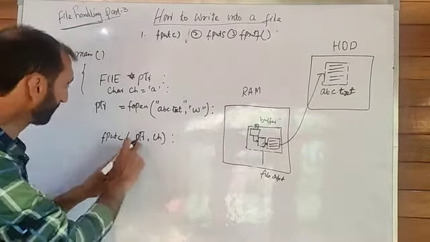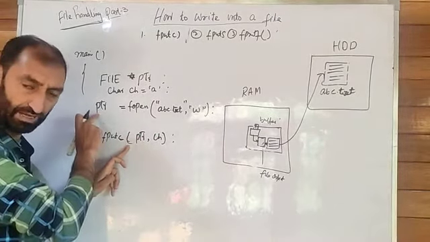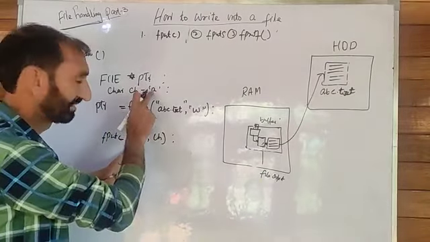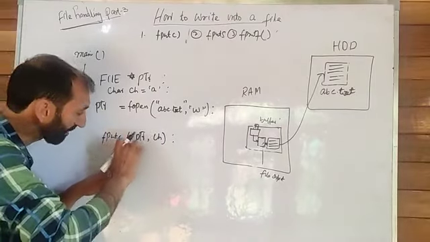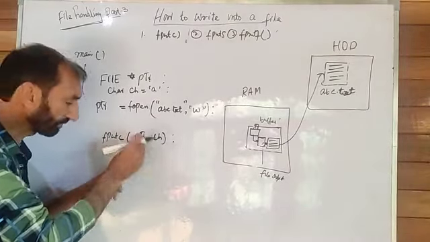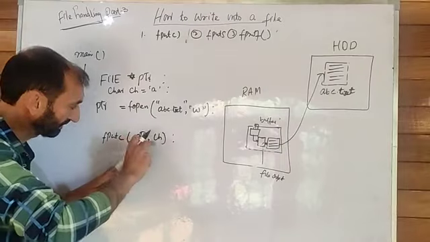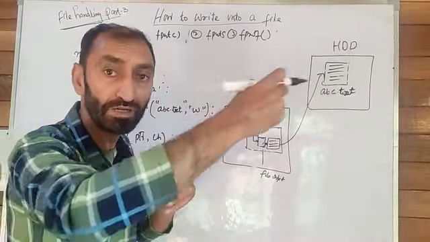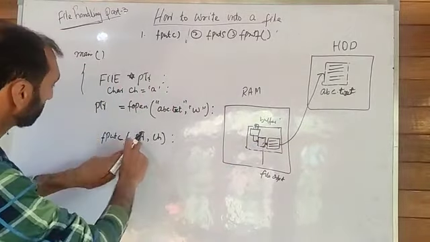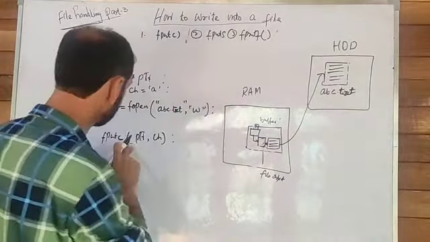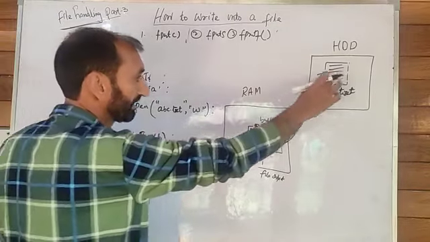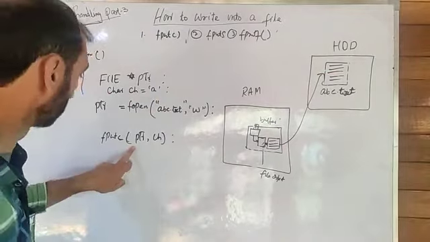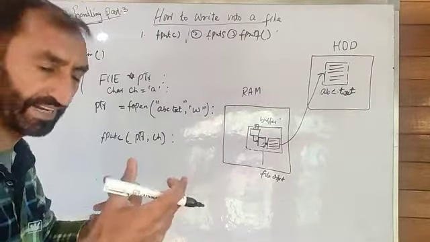fputc(ch, ptr). What is ptr? ptr is the file pointer, and ch is the character 'a'. By using this line, what will happen? The character in ch, 'a', will be written into the file whose pointer is ptr, that means abc. That means if we want to write a single character, at that time we use it.